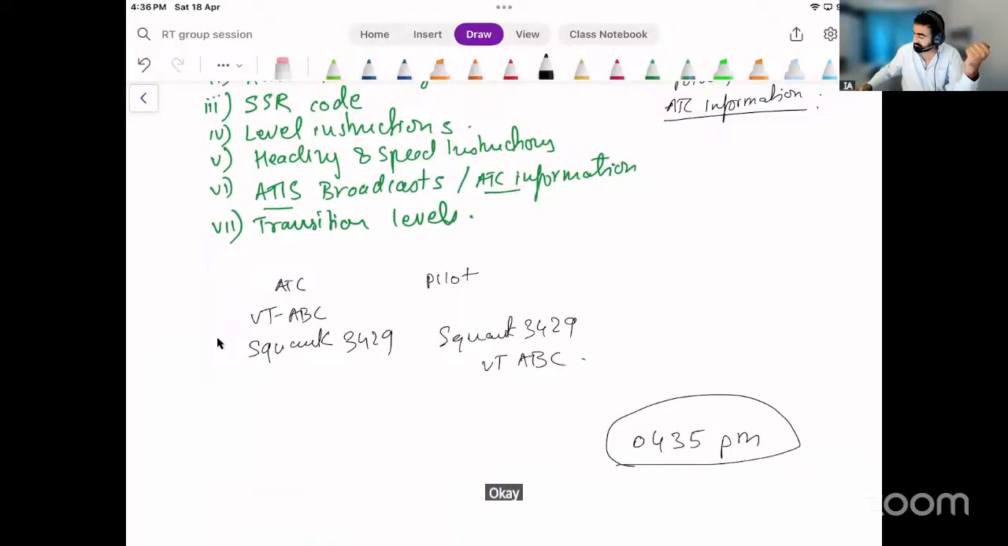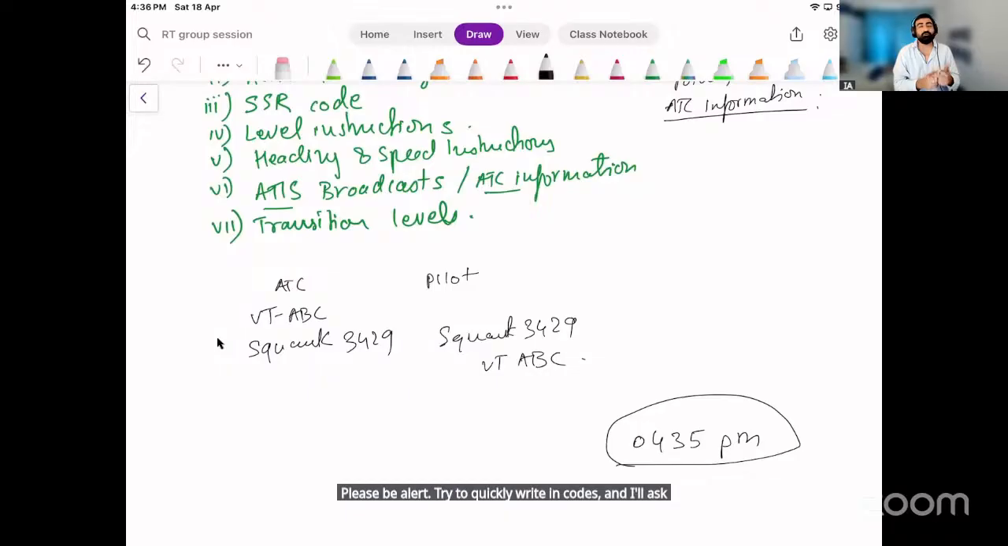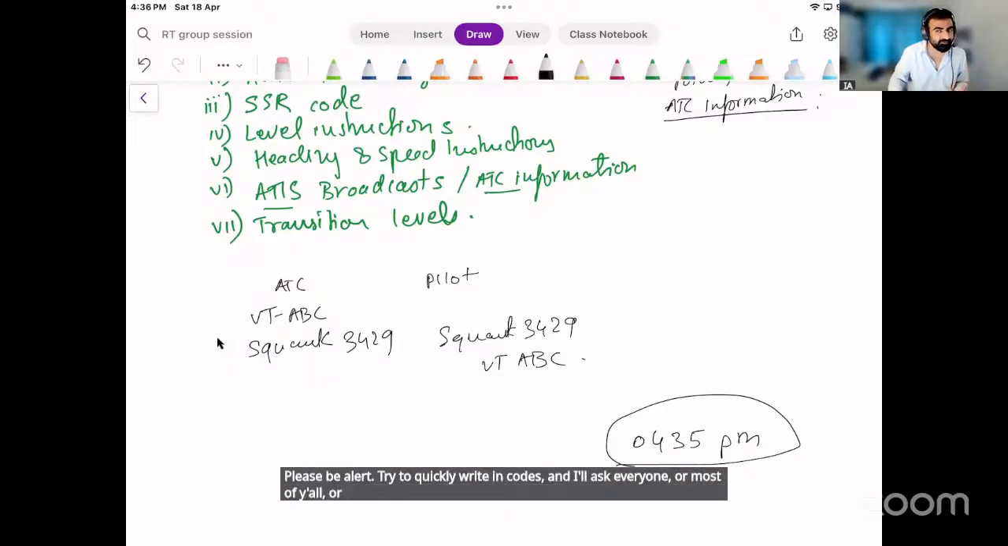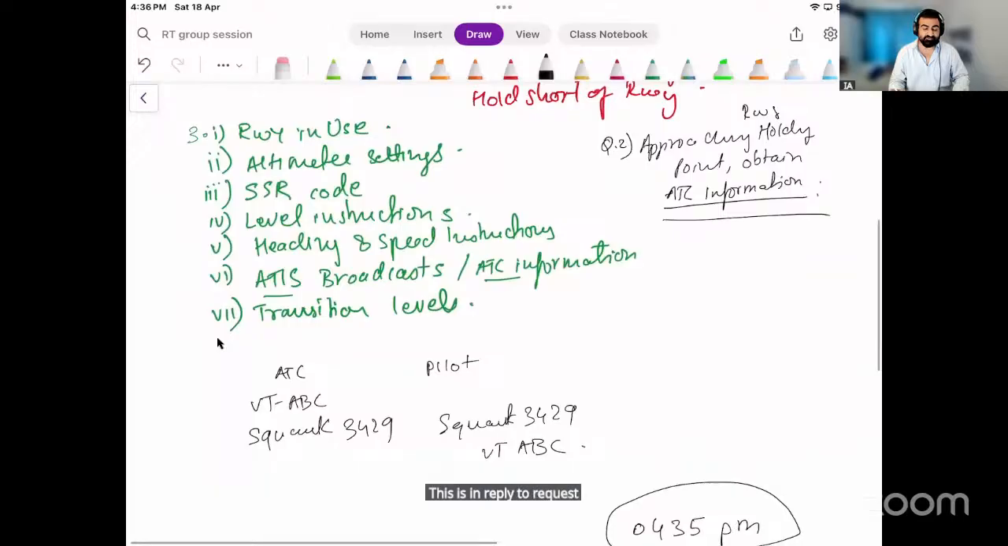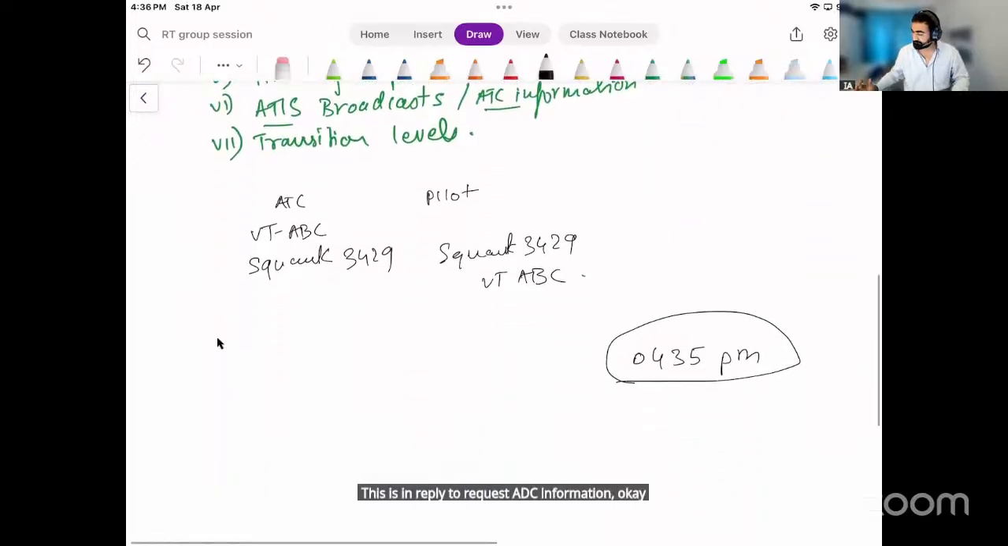Okay, students, so let me try this. Please be alert. Try to quickly write in codes, and I'll ask everyone, or most of y'all, or some of y'all, to give me a read back. This is in reply to request ATC information. So Shabrish asked me request ATC information, and now this is my reply.